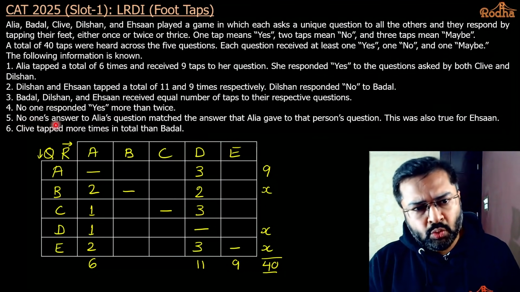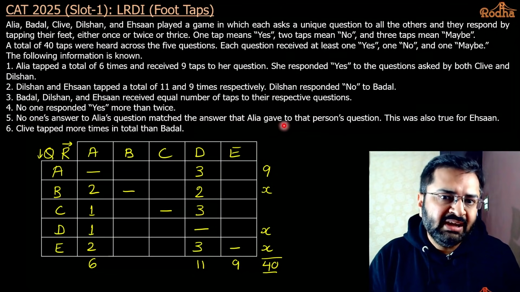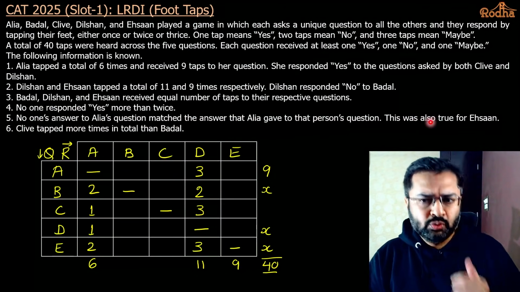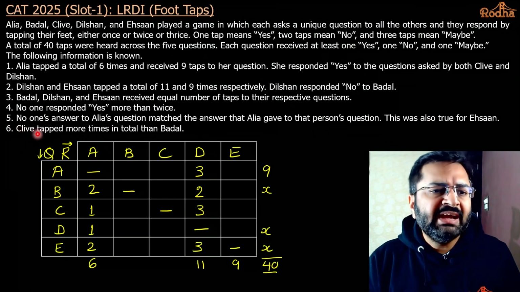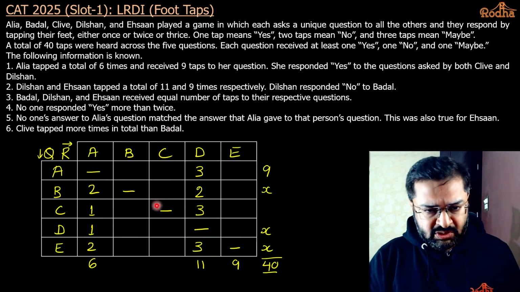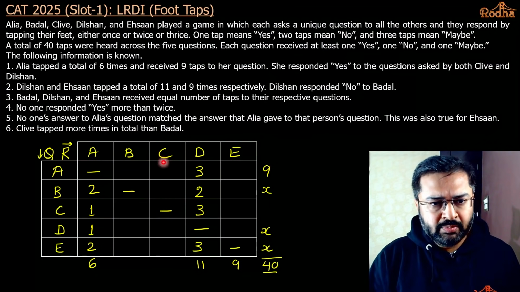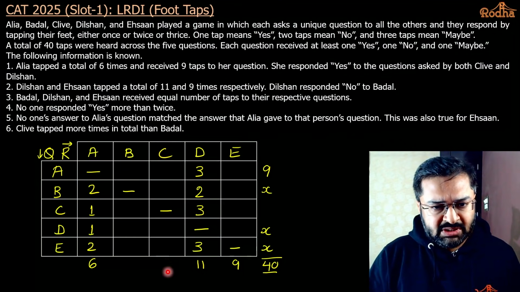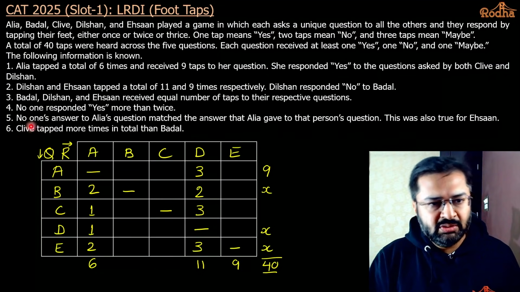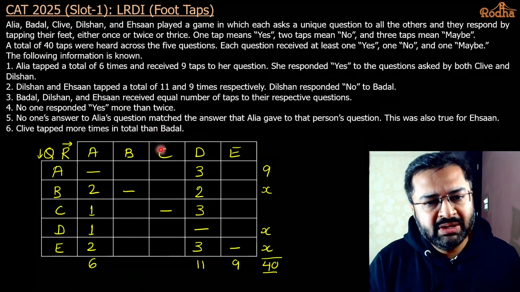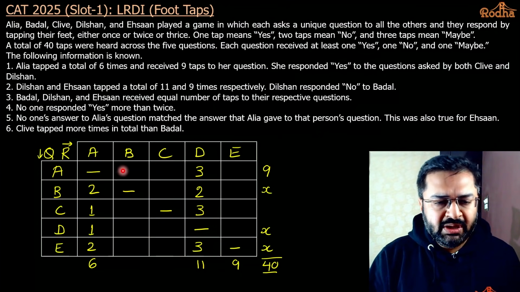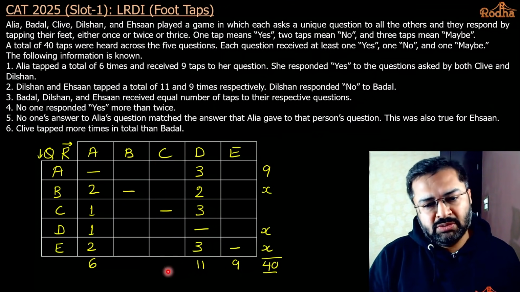And no one's answer to Alia's question matched the answer that Alia gave to that person's question. We'll use that later to fill the table. The same was true for Ehsan, right? And number 6 is Clive tabbed more times in total than Badal. So Clive, this is the response column, and so this number has to be greater than this number. Whatever comes here, the sum of these 4 cells would be greater than the sum of these 4 cells.